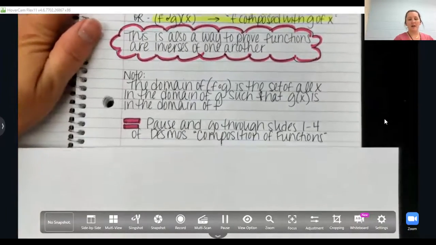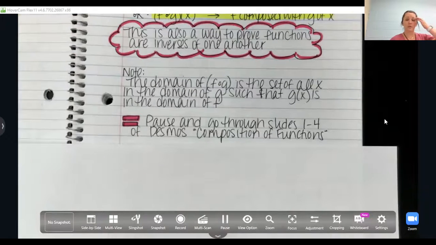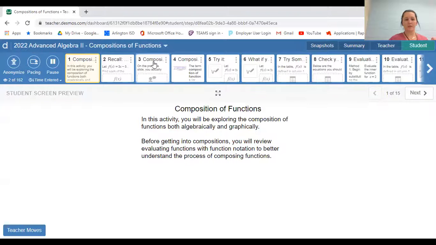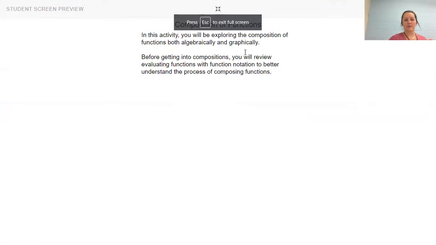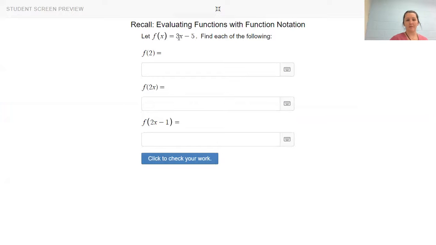So pause right now and go through slides 1 through 4 of Desmos composition of functions. I'm going to pull it up here. Let me switch my sharing. Okay, here's the first slide. We'll be exploring composition. So I want you to just go through slides 1 through 4. Here's the second slide, evaluating. Practice these here. They're kind of like what they were on your test.